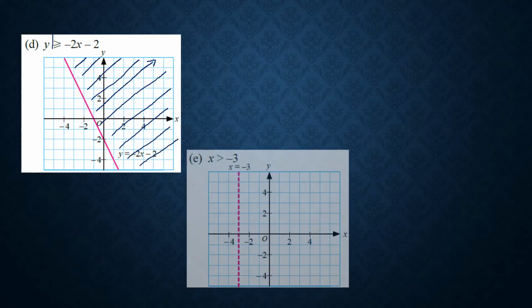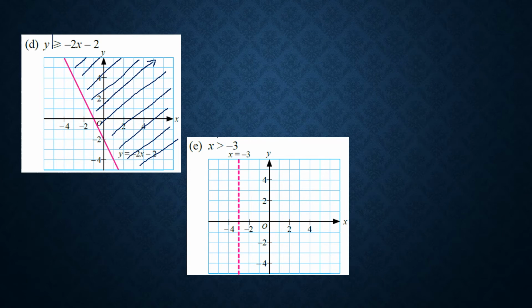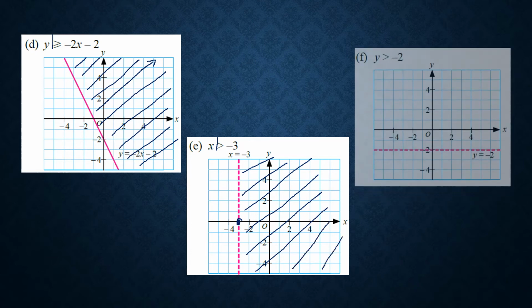Next, for part E, x greater than negative 3. So this is the line x equals negative 3. How do you know? Because it is passing through negative 3 here. You want greater, so greater must be on the right side here. So you shade greater. Use your ruler and your pencil. Make sure when drawing and shading, use a pencil.